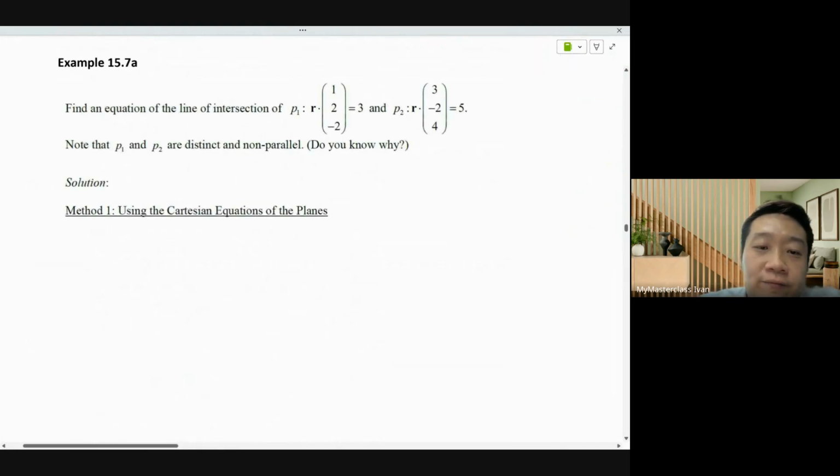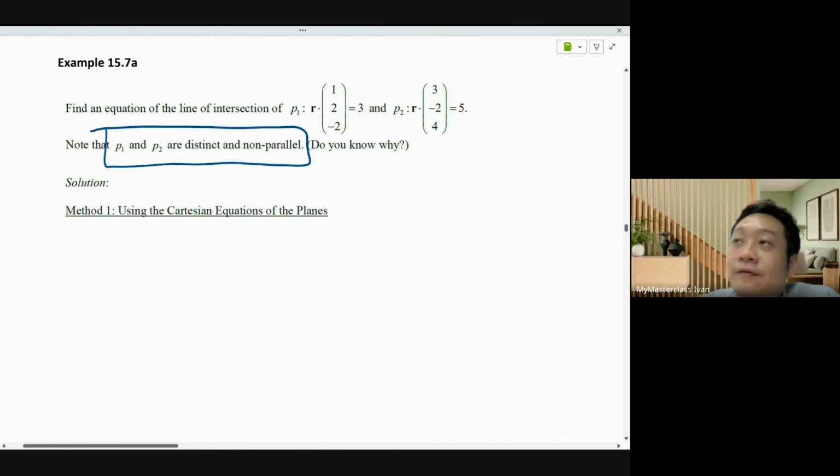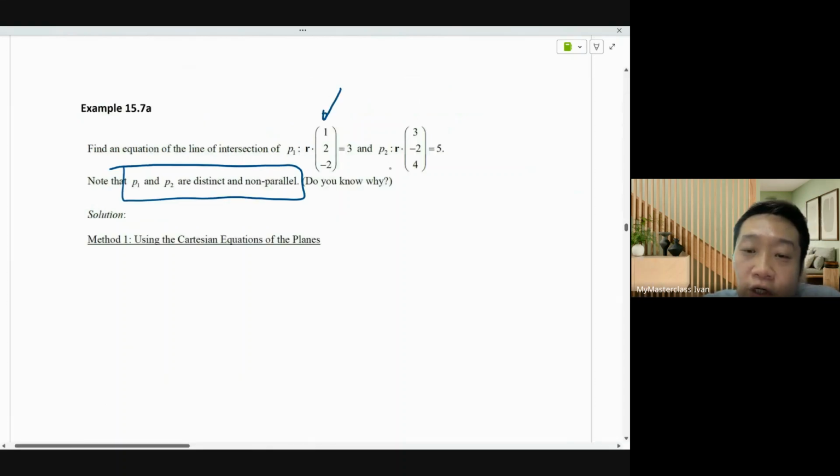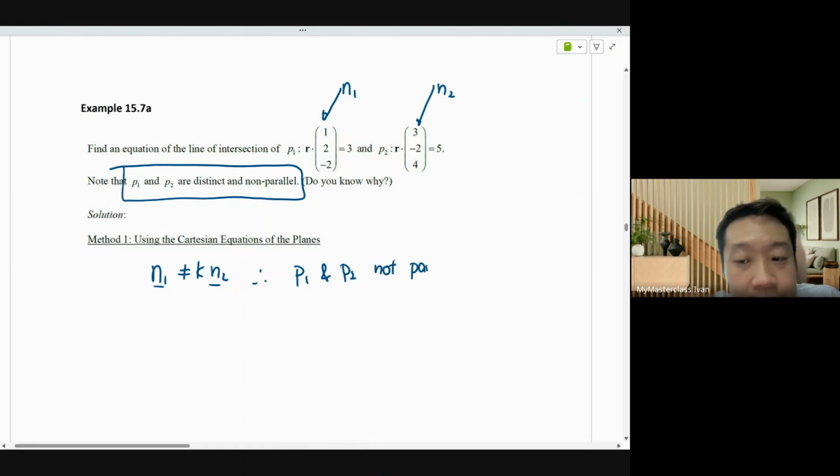First, P1 and P2 are distinct and non-parallel. Why? This is r dot. What does this tell you, Josh? The normal of the first plane. And what does this tell you? The normal of the second plane, because it's r dot n equals d. So n1 is not equal to k times n2. Therefore, P1 and P2 are not parallel.